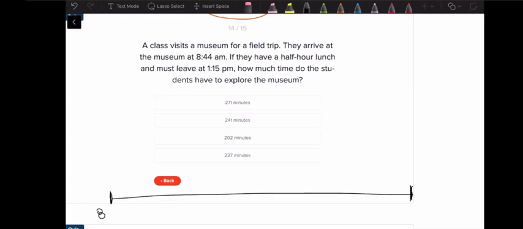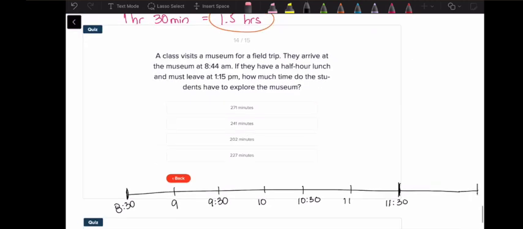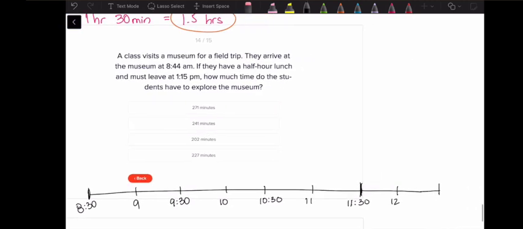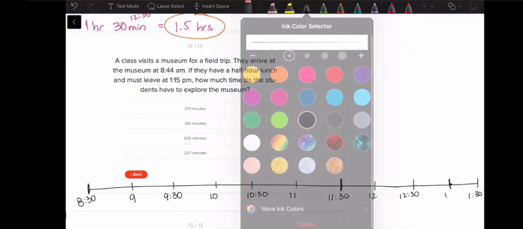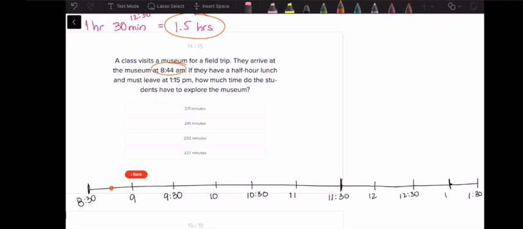So I'm going to start this at 8:30. I'm going to go by 30-minute intervals here. So let's see, that's going to be 10, 10:30, 11, 11:30. I'm going to extend my line here. So this is going to be, let's see, 12. Oh, I'm going to have to extend it a little bit more. Let's do 12:30, 1. Oh my goodness, extend it one more time. 1:30, there we go. Okay, so they arrive at 8:44, which is right around here.